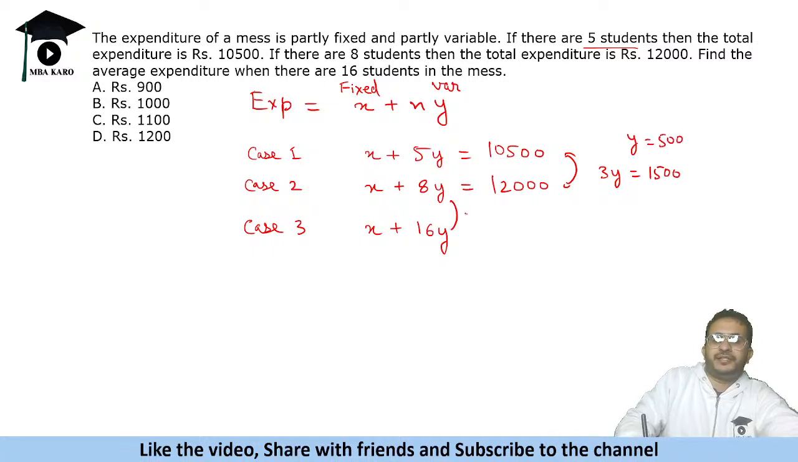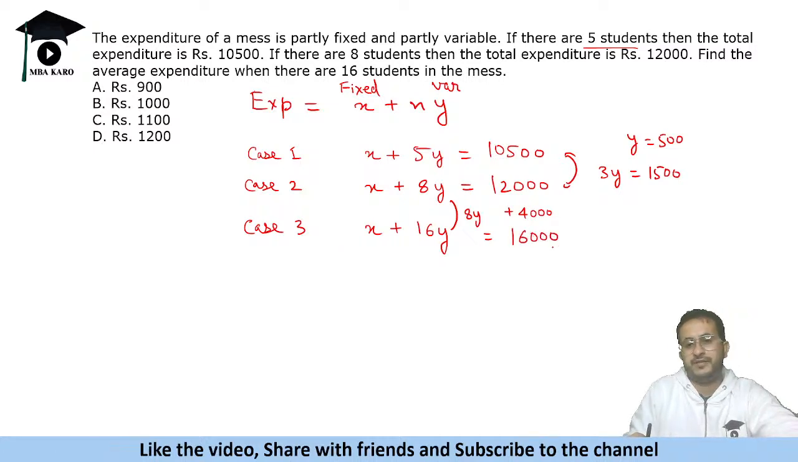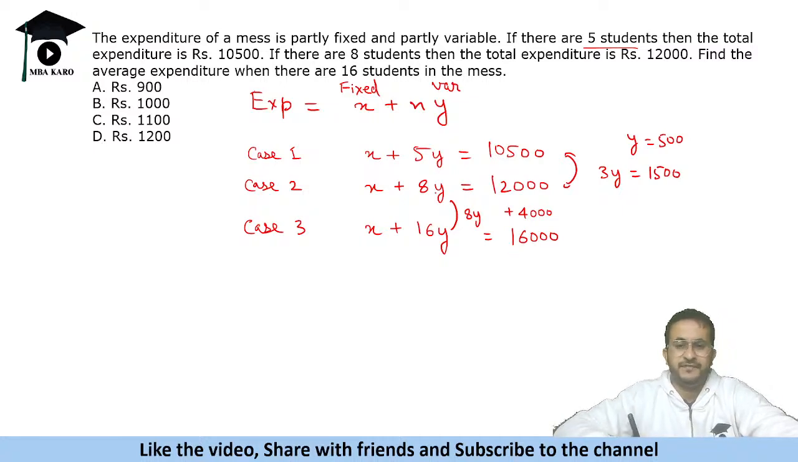We need to increase 8y. 8y means we need to increase 4000. So for 16 people, the expenditure will be 16,000. So x plus 16y will be 16,000. You do not need to find x separately. We know the total expenditure is going to be 16,000.